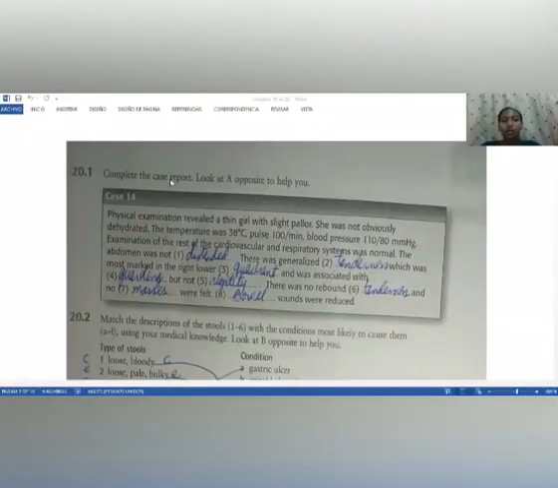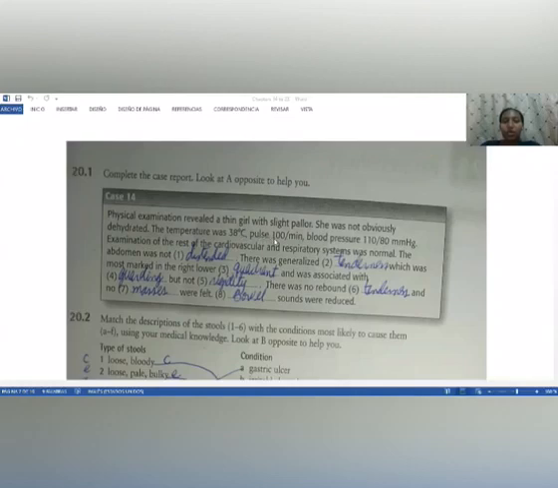Complete the case report. Look at A opposite to help you. Case 14. Physical examination revealed a thin girl with a slight pallor. She was not obviously dehydrated. The temperature was 38 Celsius.